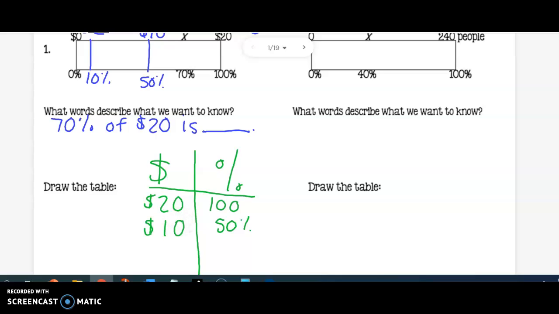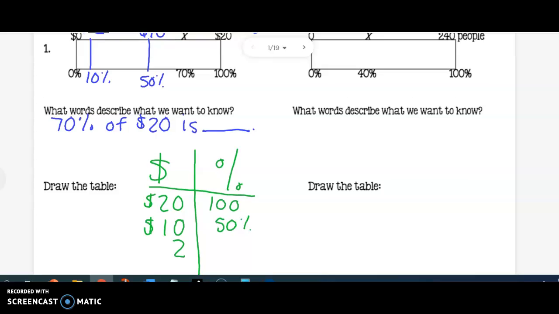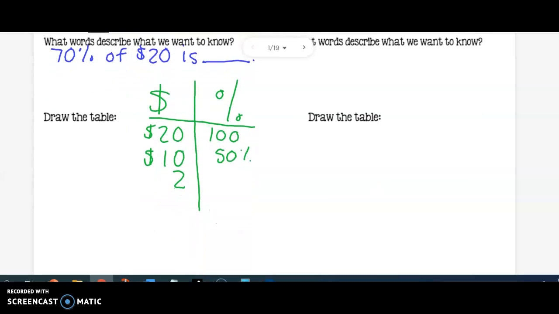$2, oops, my name's here. $2 is 10%. All right, so that's all the values I need. Now to get to 70%, if this was a regular table, I would have lines between here, like that. Okay, to get to 70%, I'm going to add together what I have for 50% plus 10%, that'd get me to 60, and another 10 would get me to 70. So let's add up those values.